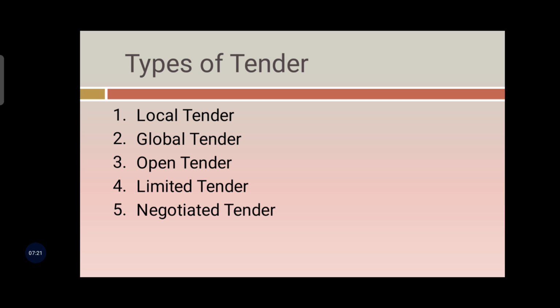So this procedure is adopted when the owner or a department has confidence and faith in the firm and knows its integrity and reliability, and the work is within the special scope and experience of the firm. If he is experienced, then and only then he gives his tender to the contractor. Okay, so these are the types of tenders.